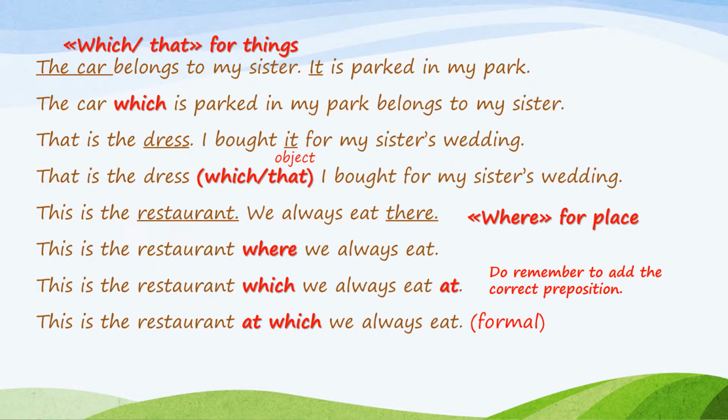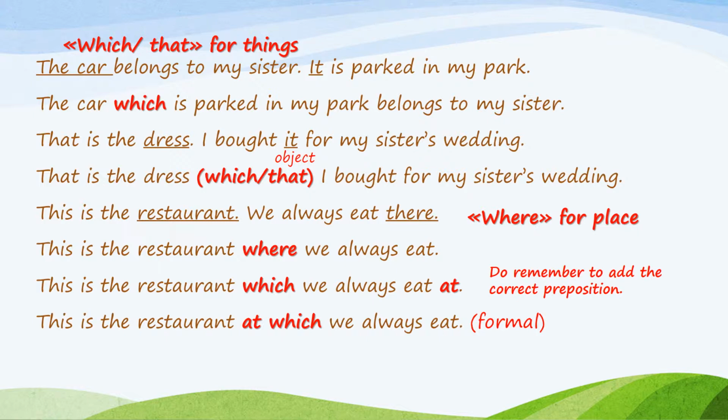In this example, since we are dealing with a place, the pronoun where is appropriate. This is the restaurant. We always eat there. There, in the second sentence, makes us use where because we are defining a place. So, this is the restaurant where we always eat is the sentence that contains the relative adverb where.